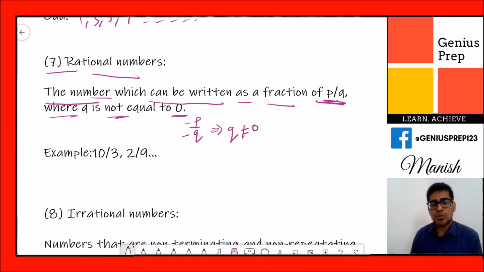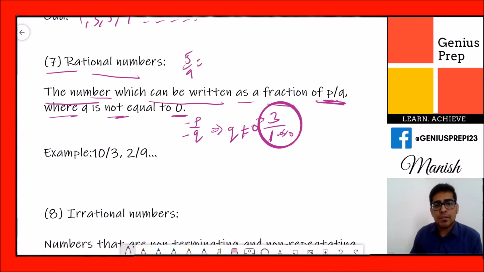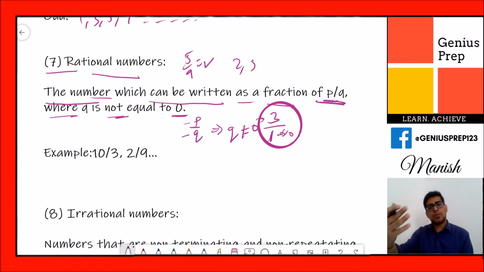Suppose you have the number 3. Is it a rational number or not? Yes, it is a rational number. Why? Because we can write 3 in the form 3 by 1, and the denominator is not equal to 0. So 3 is a rational number. And what about 5 by 9? Yes, it is a rational number. Any number like 2, 4, or any number you see which you can write in p by q form, where q is not equal to 0, is rational.